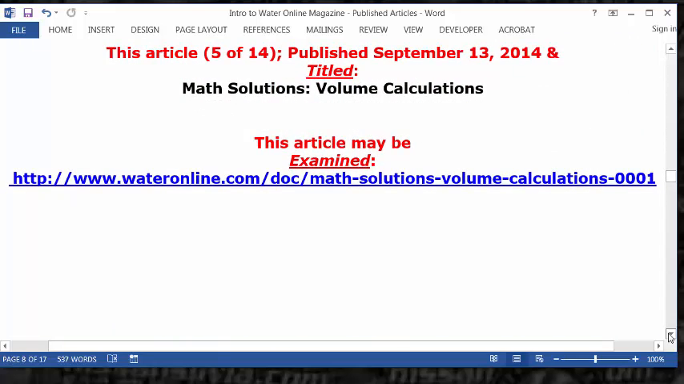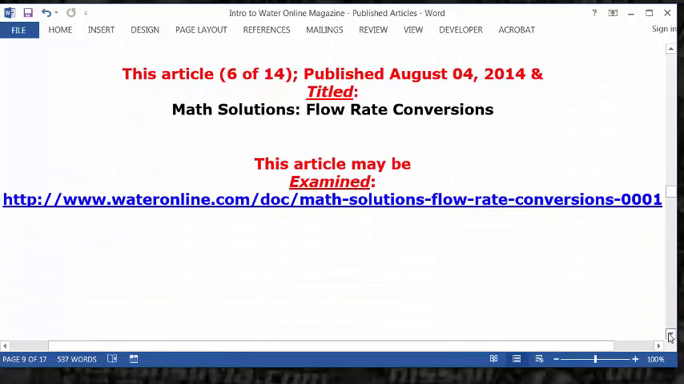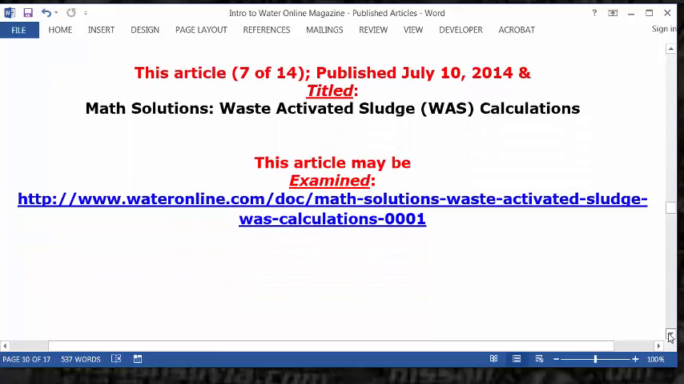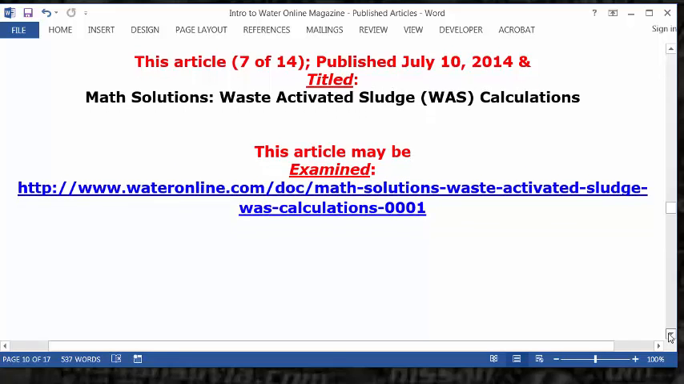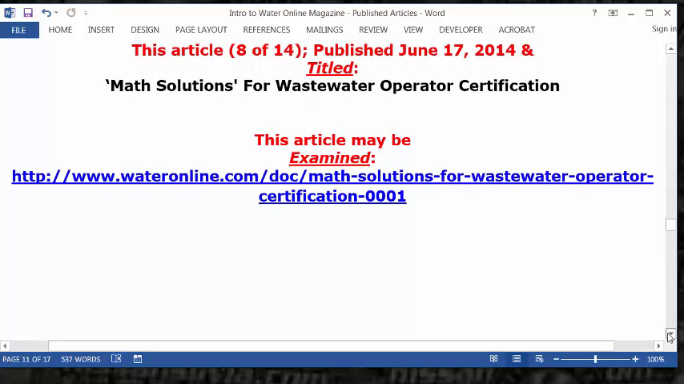I also published in September 13, 2014, an article on volume calculations, and this is the link there. And on August 4th, 2014, published an article on flow rate conversions, and that one is there. July 10, 2014, I did an article on waste activated sludge calculations, and these are the links here. And finally, I started the Math Solutions on June 17, 2014 with an introductory article titled Math Solutions for Wastewater Operator Certification, and this is the link to that article.